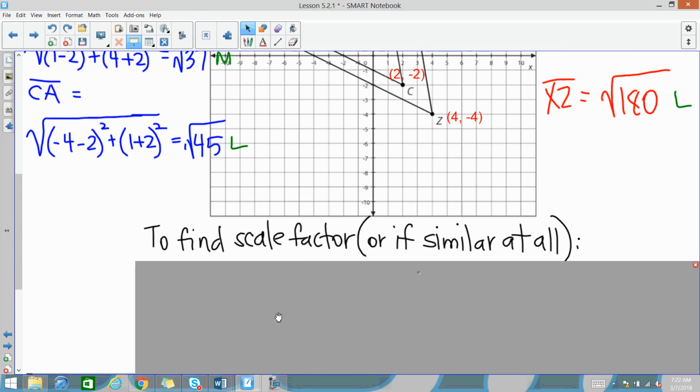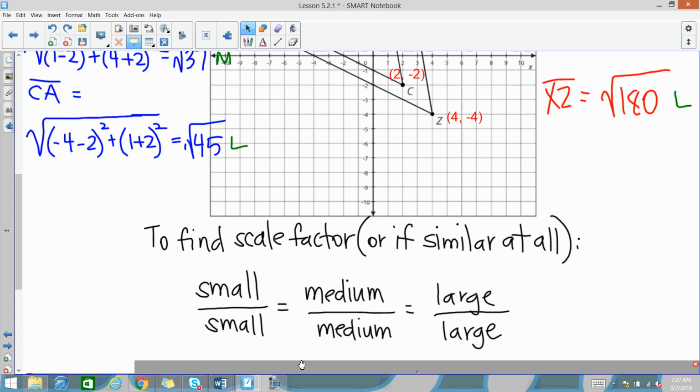All right, small over small, medium over medium, and large over large. What we're going to do is you have to choose an order. All right, you have to choose an order.